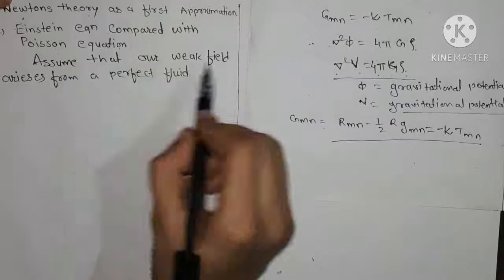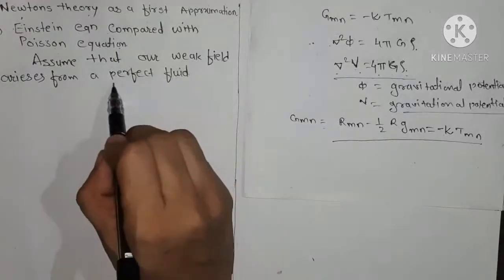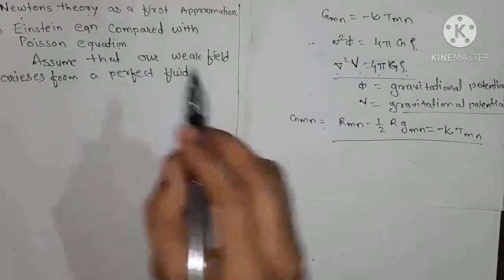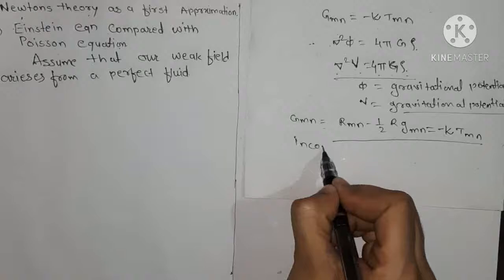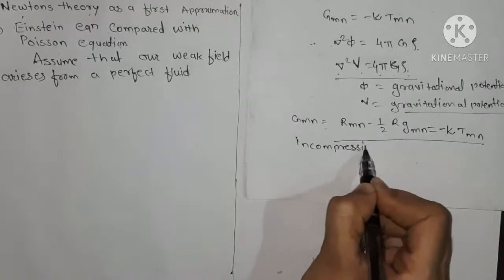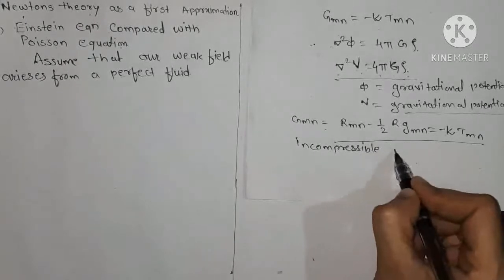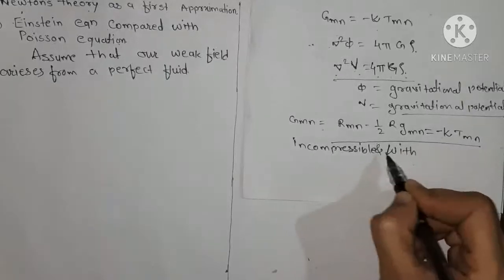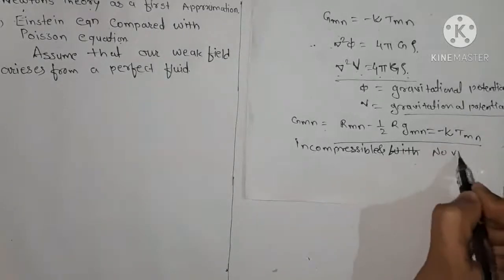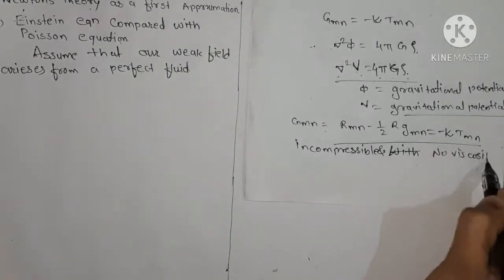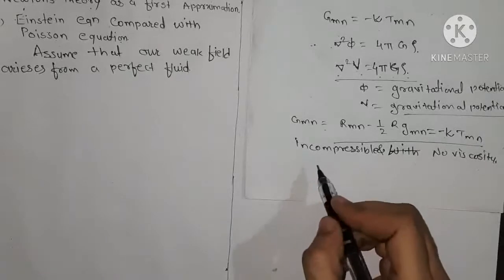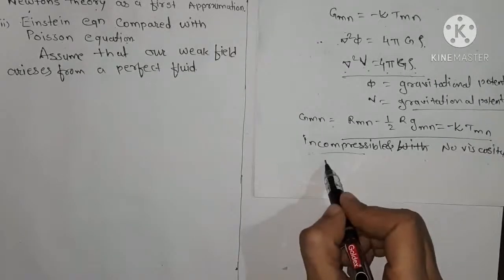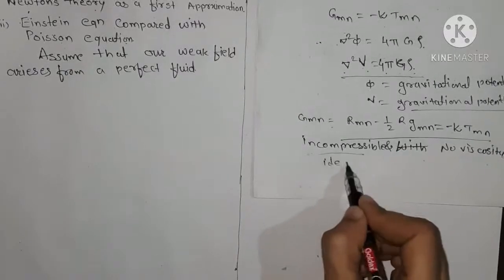That is, this weak field is formed by the perfect fluid. The perfect fluid means nothing but incompressible, with no viscosity. Incompressible and no viscosity is present in that fluid. Incompressible means that pressure is not applied on it. A perfect fluid is also called an ideal fluid.